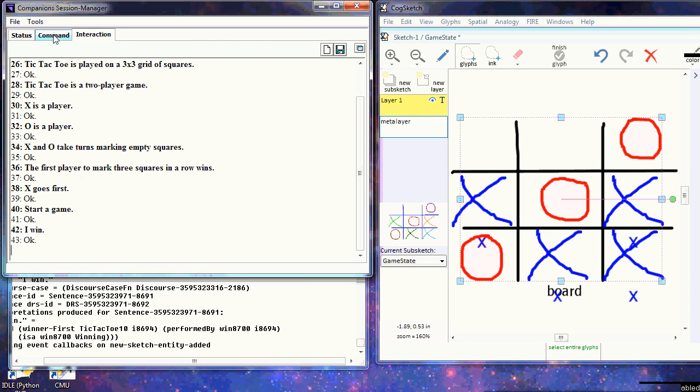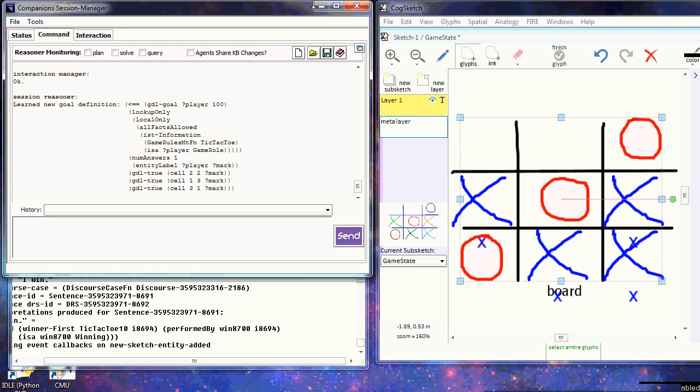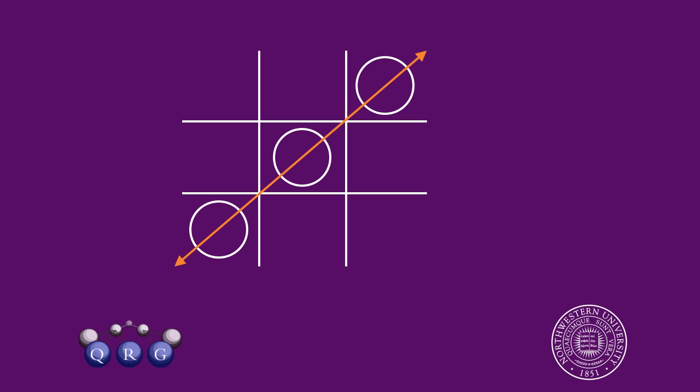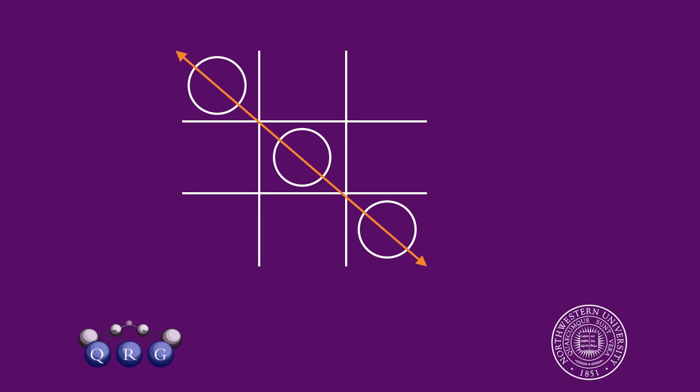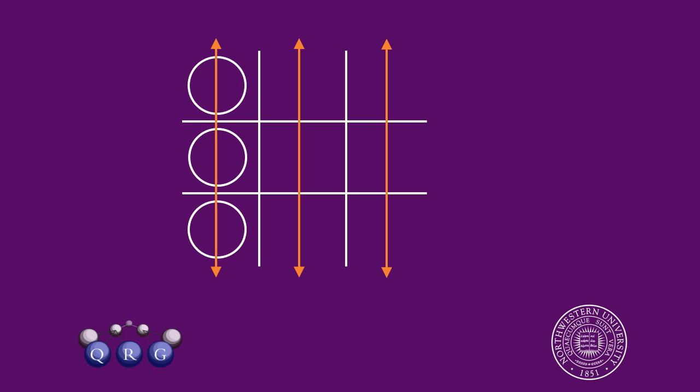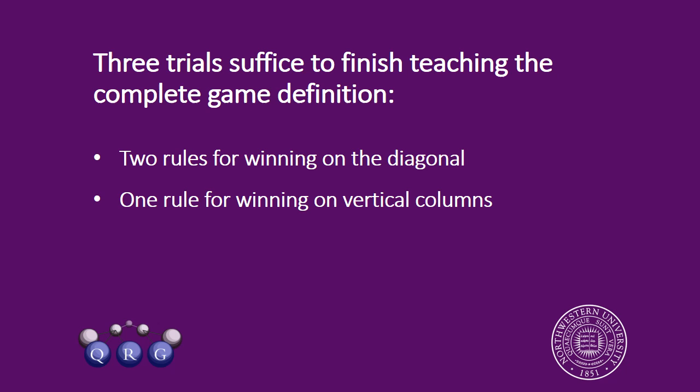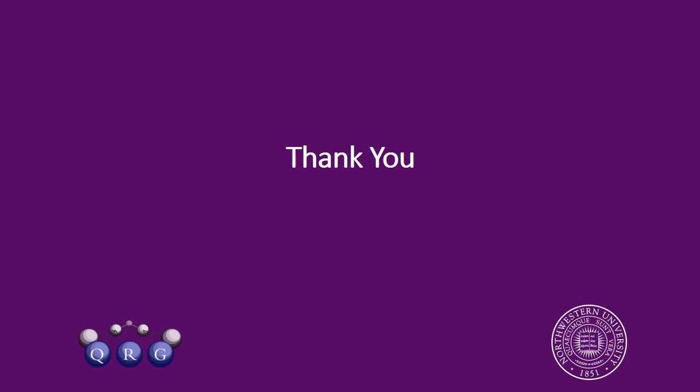We can inspect this rule if we look in the command transcript window. In this case, the rule is specific to the particular diagonal, so it will require another trial to learn the opposite diagonal. But if we demonstrate winning on a vertical column, it will generalize this to all columns, analogously to the rule it already has for rows. So we only need a total of 3 trials to learn the complete rules of Tic Tac Toe through a combination of instruction and demonstration. This concludes our demonstration of flexible multimodal instruction in the companion's cognitive architecture.